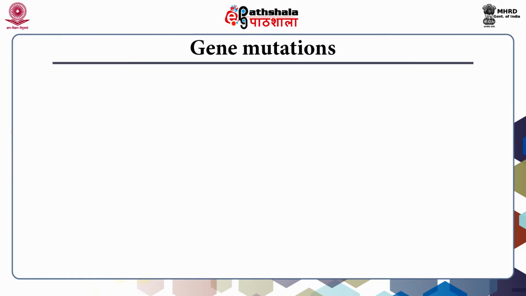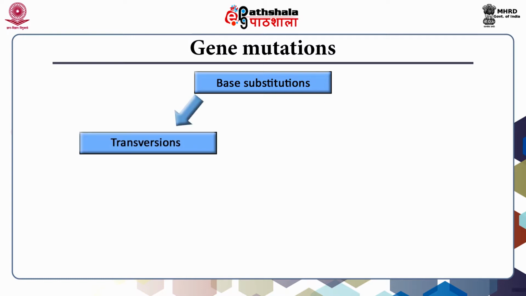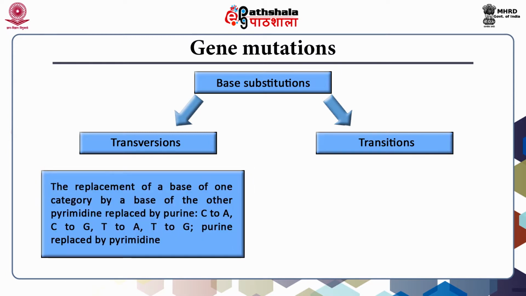Among the gene mutations, two types of situations are encountered. One is base substitution. Base substitutions again can be of two types: the transversions and the transitions. The transversions are the replacement of a base of one category by a base of the other category. For instance, pyrimidine replaced by purine, C to A, C to G, T to A, T to G, or purine replaced by pyrimidine.